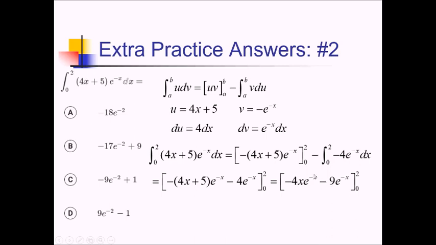So now I have this stuff with 2 plugged in, minus all this stuff with 0 plugged in. All right, well, let's clean up this left bracket here. This is negative 8 e to the negative 2 minus 9 e to the negative 2. Well, hold on a sec. That's actually going to just be negative 17 e to the negative 2 when all is said and done over there. So we can clean that up a little bit.